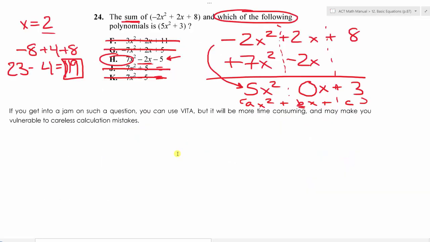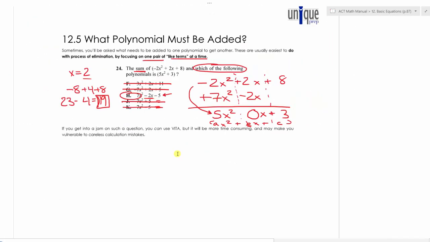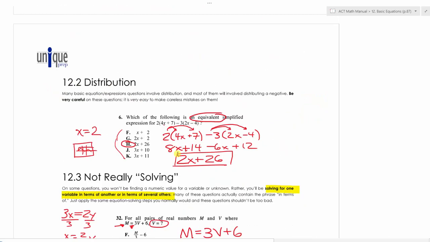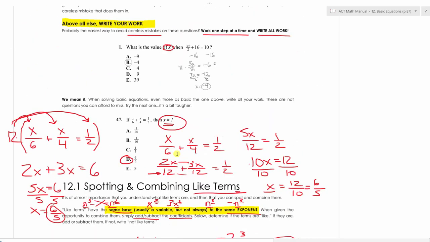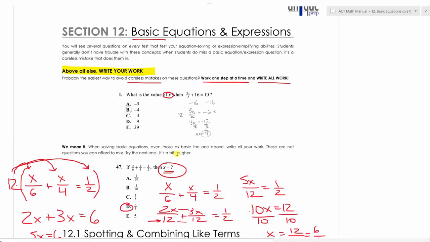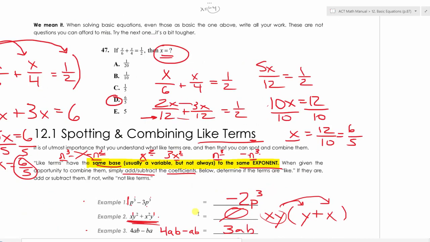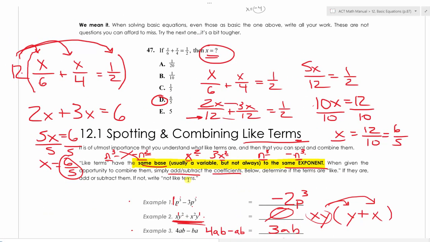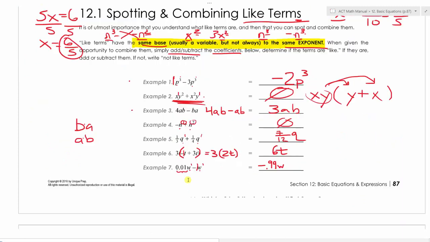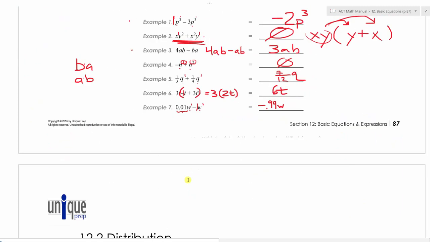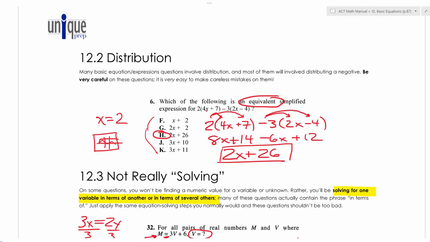Again, you could use VITA on a question like this as well. So that is actually it for basic equations and expressions. Again, probably the most important thing here is to make sure you are writing work and being meticulous so that you are not making careless mistakes. These questions are generally fairly simple when you see them, but if you are not being careful, you may not get the points that you should be getting. That is it.